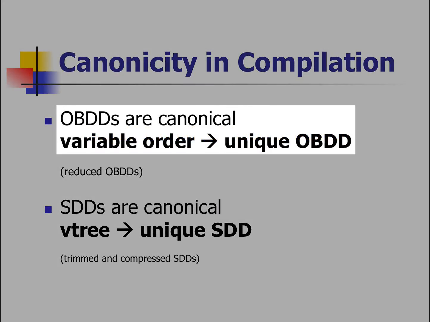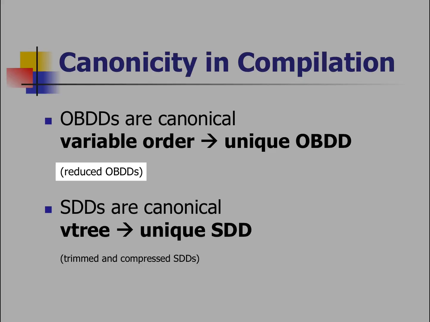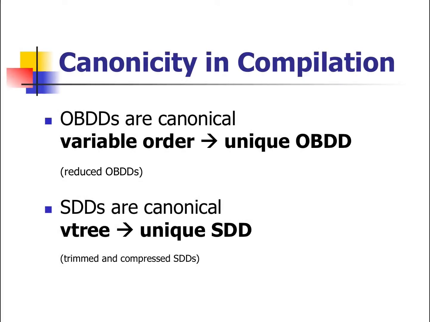OBDDs are canonical. What does that mean? If I have a Boolean formula, I want to compile it into an OBDD. Once I fix the variable order, there is only one unique OBDD that corresponds to that particular formula. And for that to happen, the OBDD has to be what people call a reduced OBDD, but the detail here is not important. The significance of this is, if I'm trying to compile a Boolean formula into an OBDD of a small size, then all I have to do is find a good variable order, because once I choose a variable order, the OBDD and its size are determined.